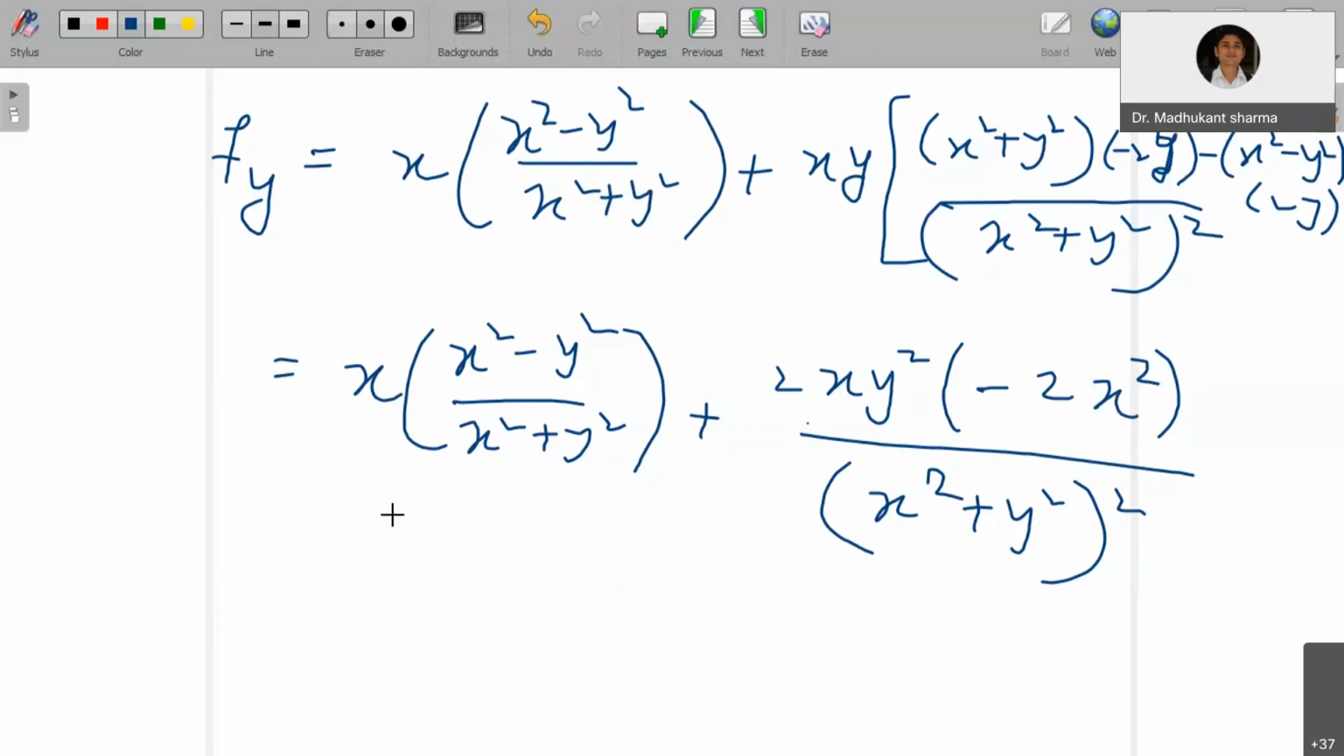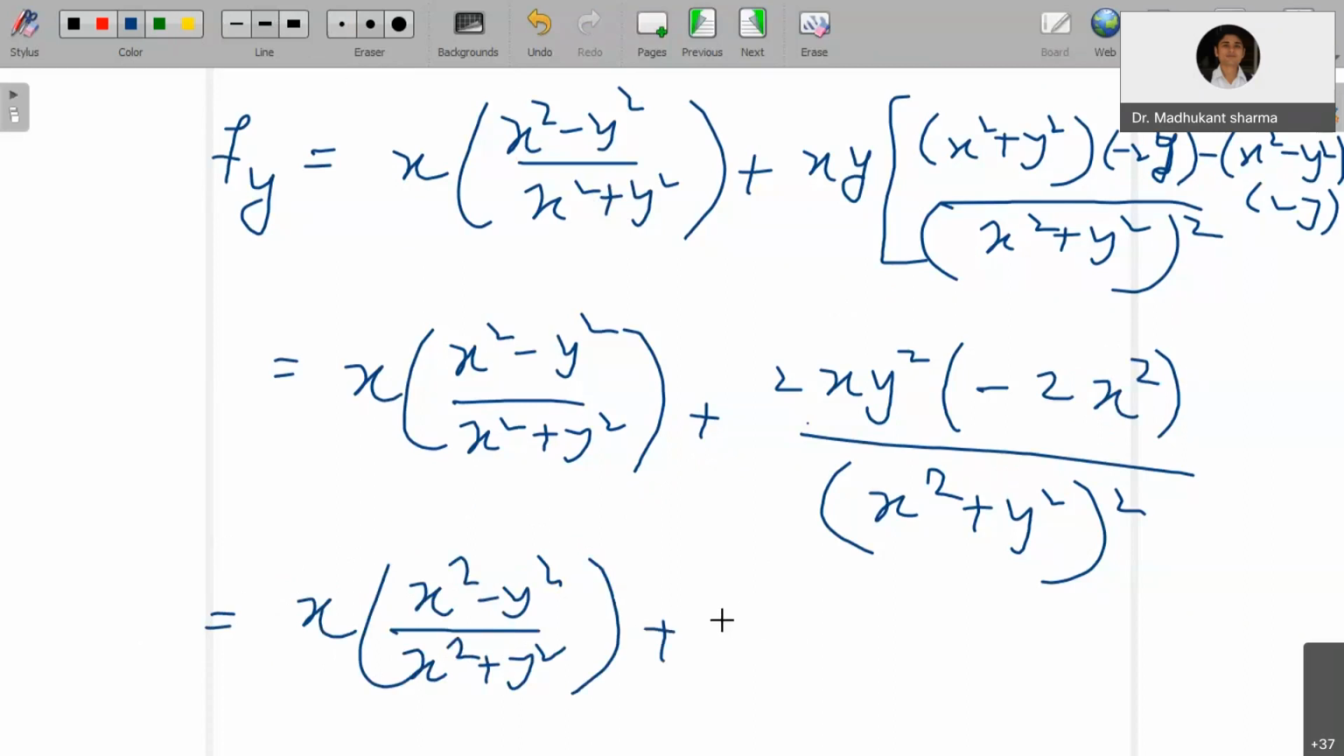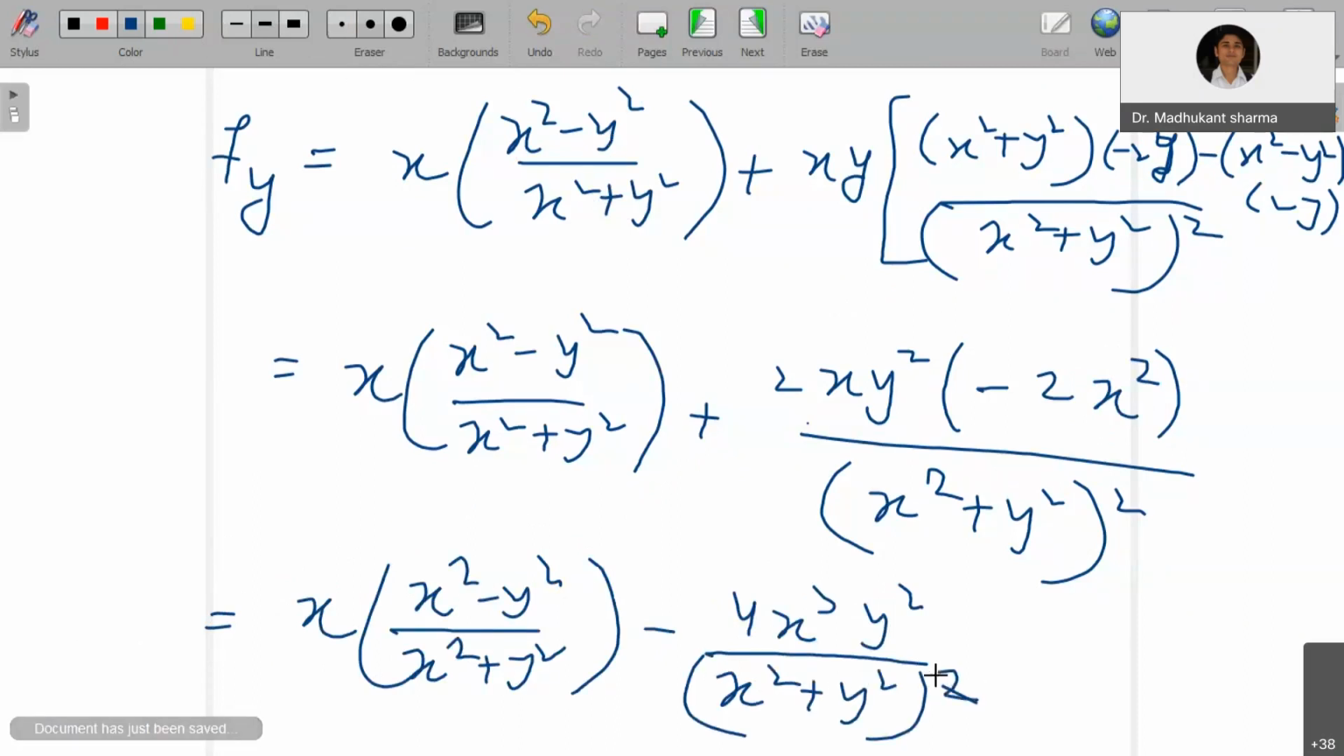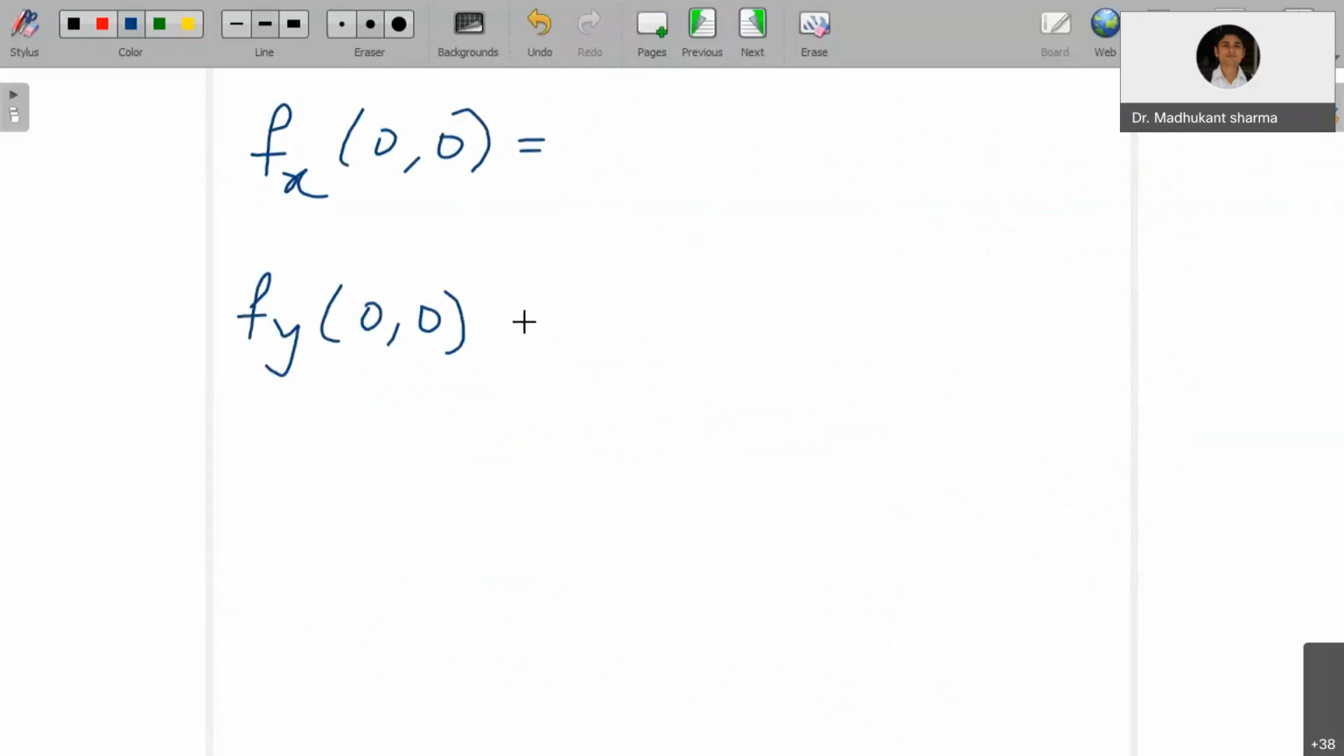So now I can write it in a more simplified form: x times (x square minus y square) divided by (x square plus y square), plus, this is going to be not plus here, minus 4x cube y square divided by (x square plus y square) whole square. Now you can also show fx at 0, 0, and you can also find fy at 0, 0, which is required. Without which you can't find the higher order derivative.